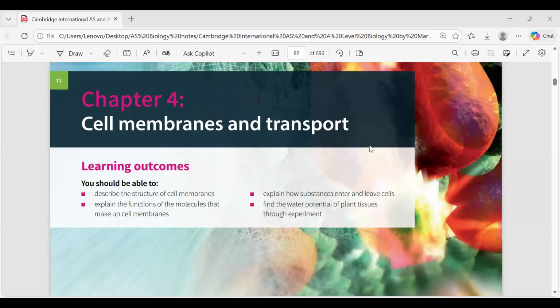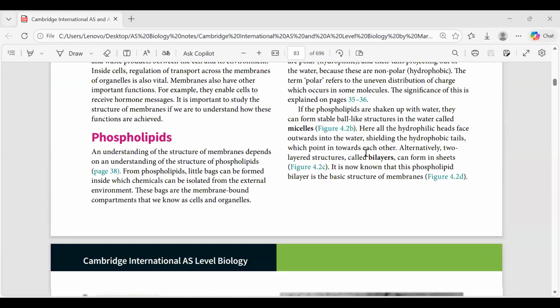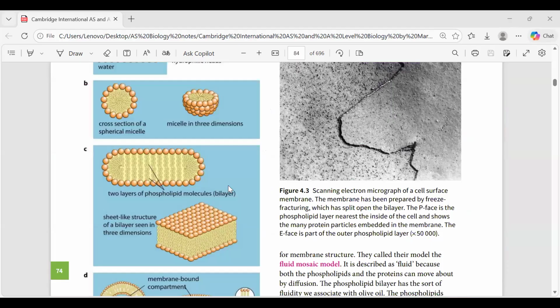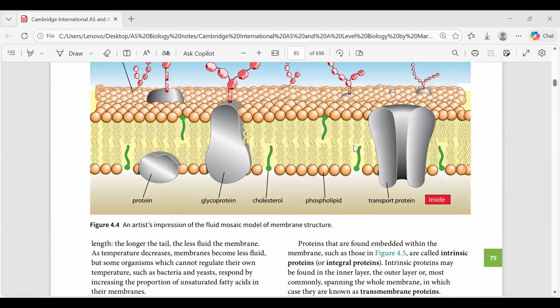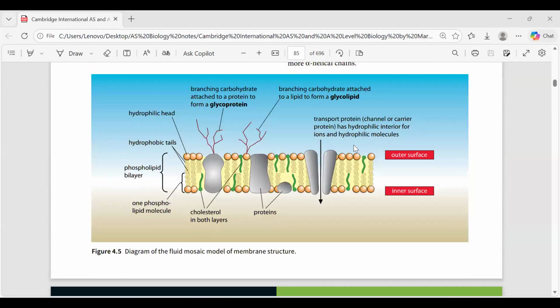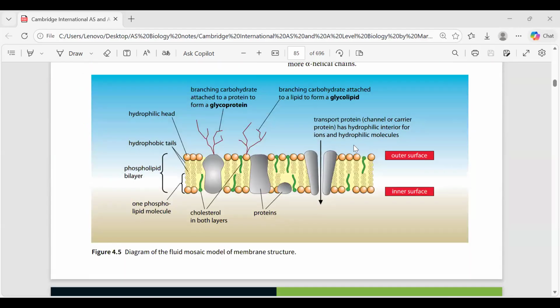Recording in progress. Okay, so we started chapter number 4, cell membrane and transport, and we have discussed the phospholipids. Then there was a discussion on the structure of the membrane and all the components in the membrane. I hope you are clear with these things. If you have any confusion, you can tell me right now. Okay, we can repeat the thing.